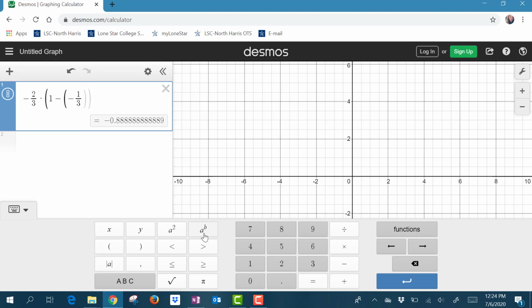So notice the button I'm using for raising to a power: a to the power of b. So it lets me pick what power I want, and I wanted 8. Now for the bottom of this fraction, I'm going to highlight just what's inside of that parentheses, and I'm going to hit divided by. Okay, so I still have that outer parentheses. All of this is getting multiplied times the negative 2/3. I'm going to do 1 minus parentheses. I'm going to put the negative 1/3 inside.